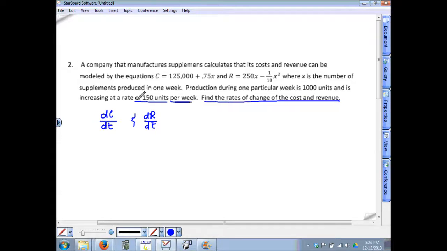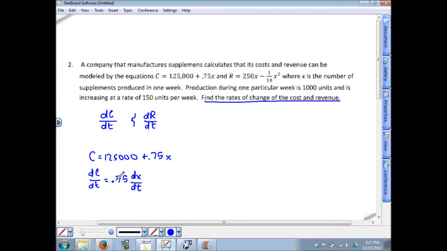So dC/dt, if we have C here, 125,000 plus 0.75x, then dC/dt, now we're taking the derivative with respect to time and not with respect to x, so this is going to be an implicit differentiation. So the derivative of a constant is still 0. The derivative here is going to be 0.75 dx/dt.